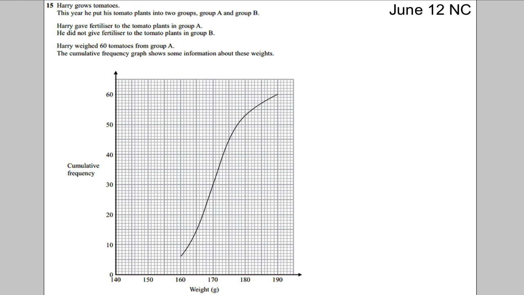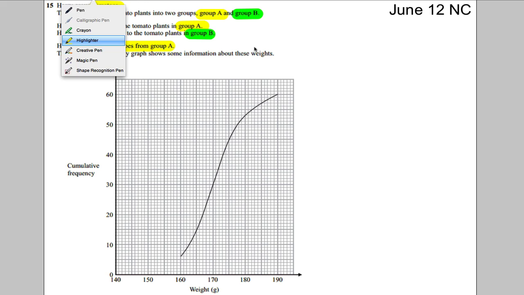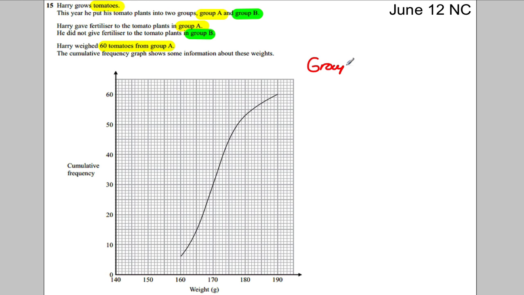Okay, so what have we got here? We've got Harry growing tomatoes. This year he puts tomatoes into 2 groups, Group A and Group B. He gives fertiliser to the ones in Group A. He doesn't give fertiliser to the ones in Group B. He weighed 60 tomatoes in Group A, and below is the information about that. So this is Group A's data.